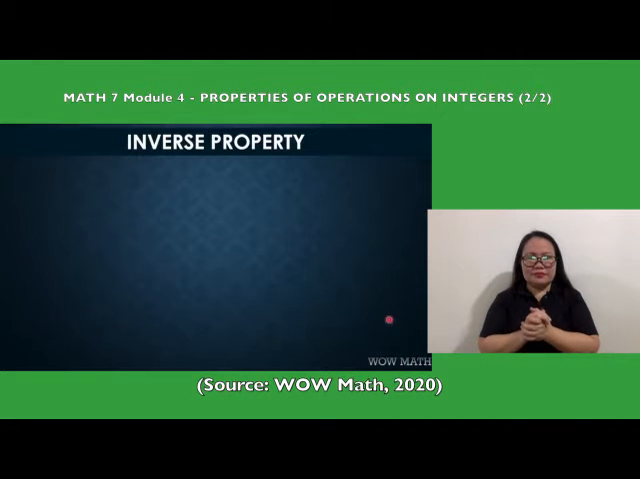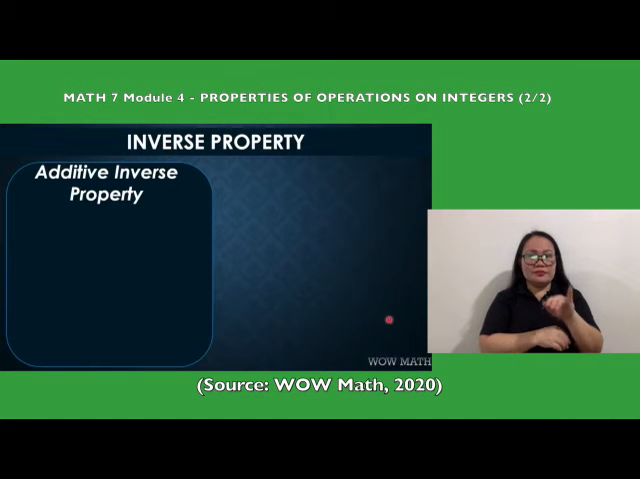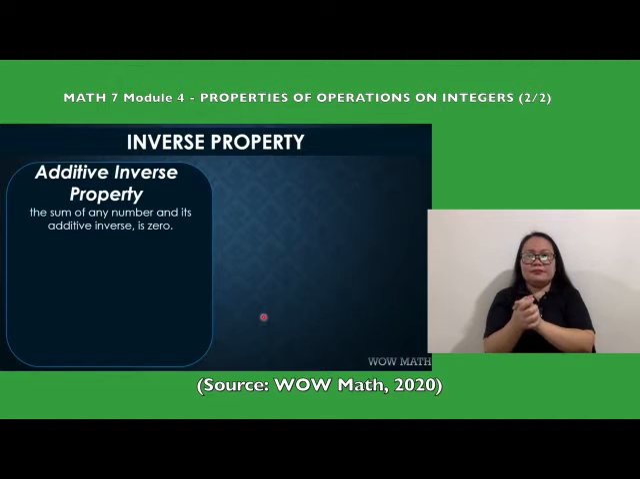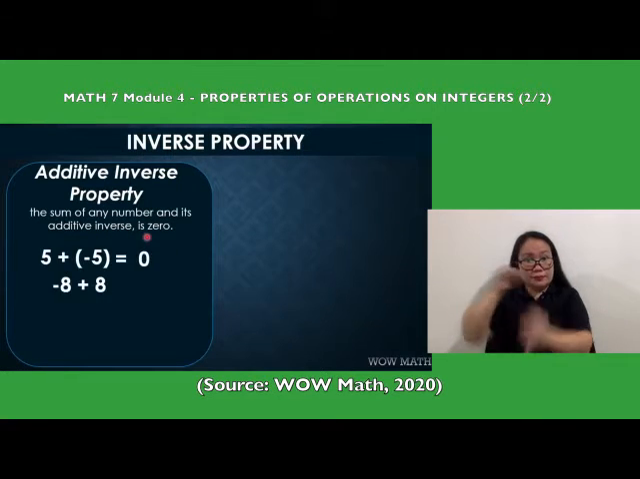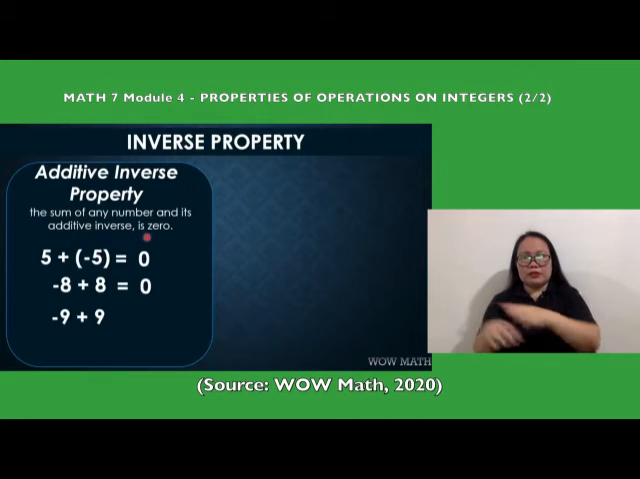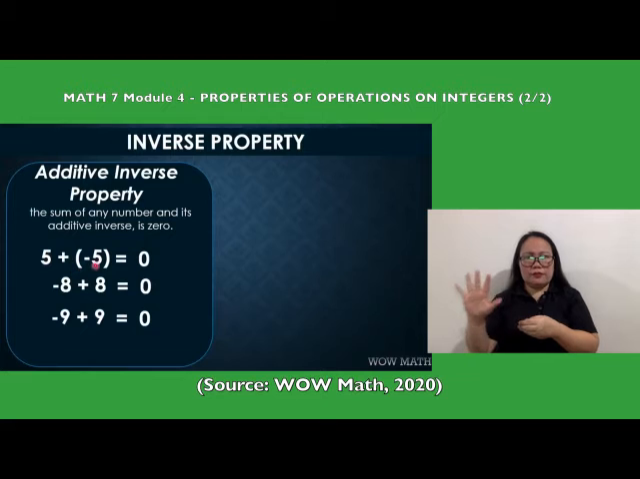Next property is the inverse property. So, we have additive inverse property. The sum of any number and its additive inverse is 0. Let's have an example. Okay. So, as you can see, this is positive 5, this is negative 5, this is negative 8, positive 8, negative 9, positive 9. Okay, so ano ba yun? Ano bang tawag natin dito sa additive inverse? Ano nga ba ito? Ito yon.